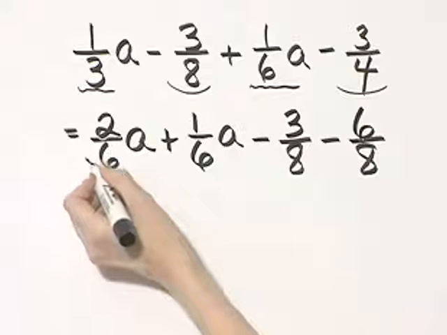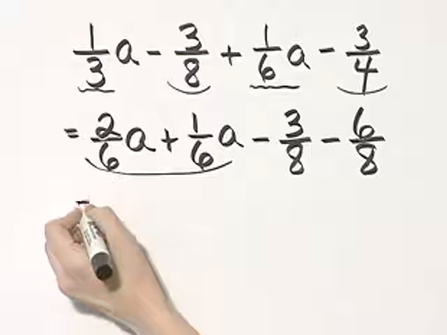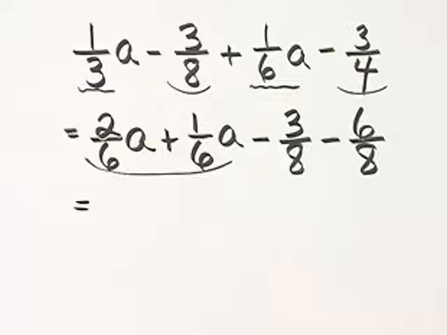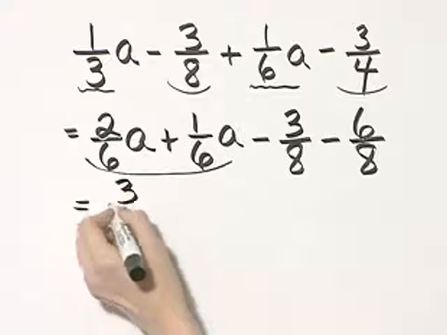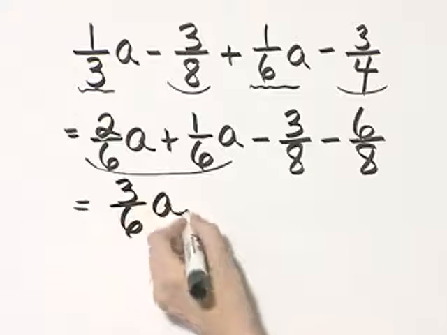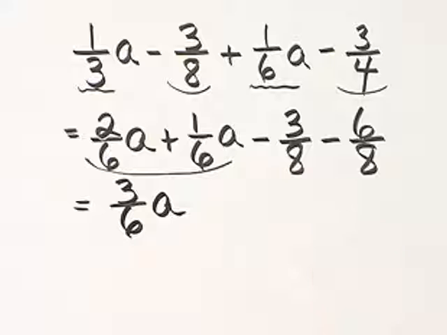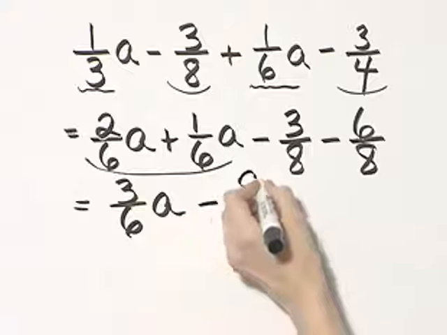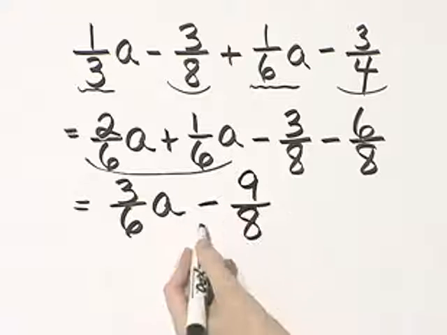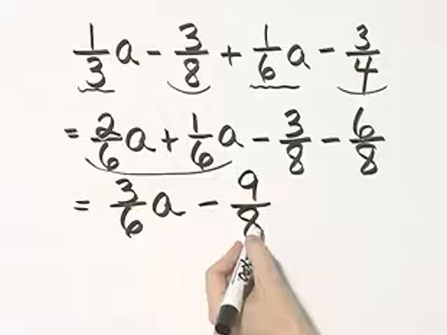Now let's combine like terms. I have 2/6a plus 1/6a, so that would be 2/6 plus 1/6, or 3/6a. And then I have -3/8 minus 6/8. That would be -3 minus 6, or -9/8. And I wrote that as -9/8.